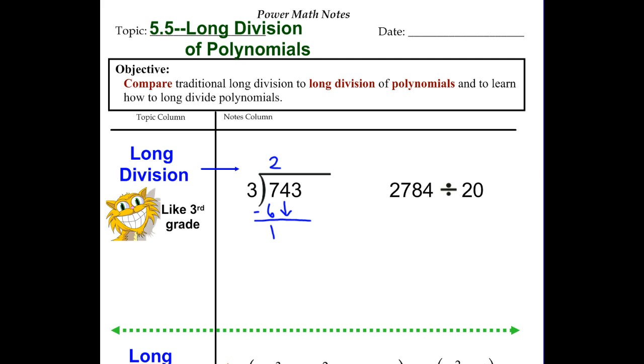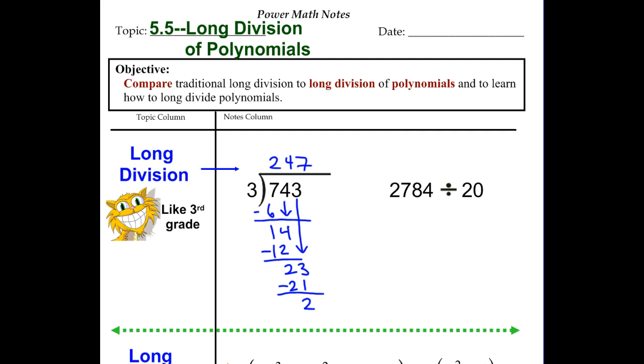Pull down our 4. How many 3's go into 14? Well, we have 4 that go in there. 3 times 4 is 12. Subtract there, we're left with a 2. Bring down our 3. Now we have 23. How many 3's go into 23? We have 7. 7 times 3 is 21. Subtract there, and look at that, we have a remainder of 2.